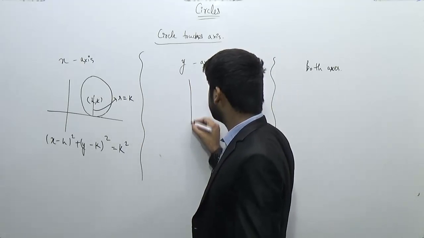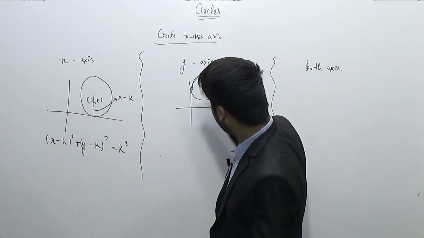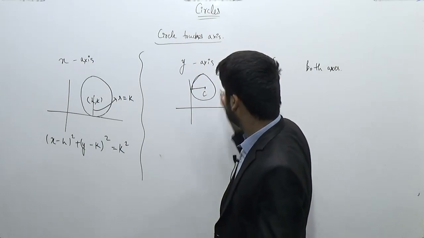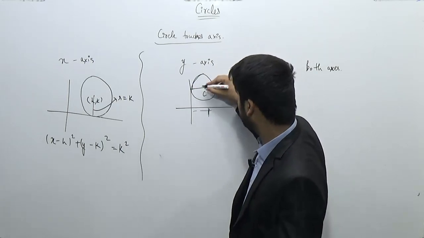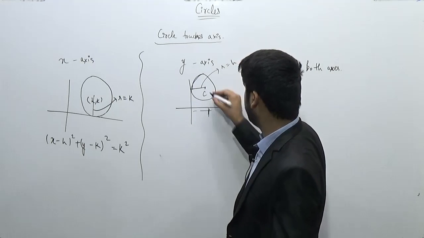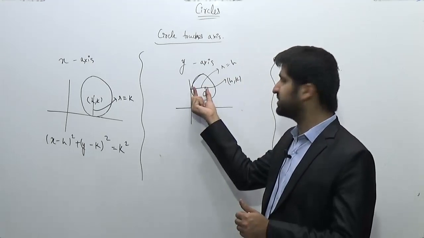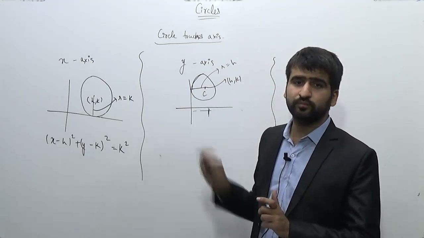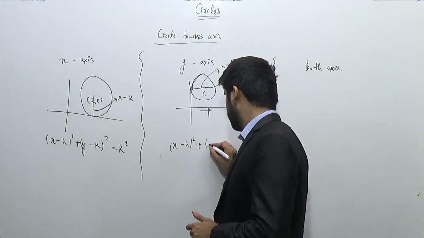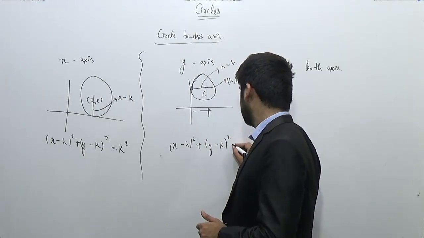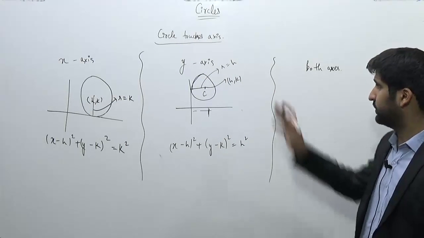Okay. And if it is touching the y-axis, what will happen is the abscissa of the center will become the radius. So here the radius will be equal to h. If the center is h comma k, we know that this distance is h. So this distance will be equal to the radius. So the equation will become (x minus h) whole square plus (y minus k) whole square is equal to h square. So this is the condition if the circle touches the y-axis.